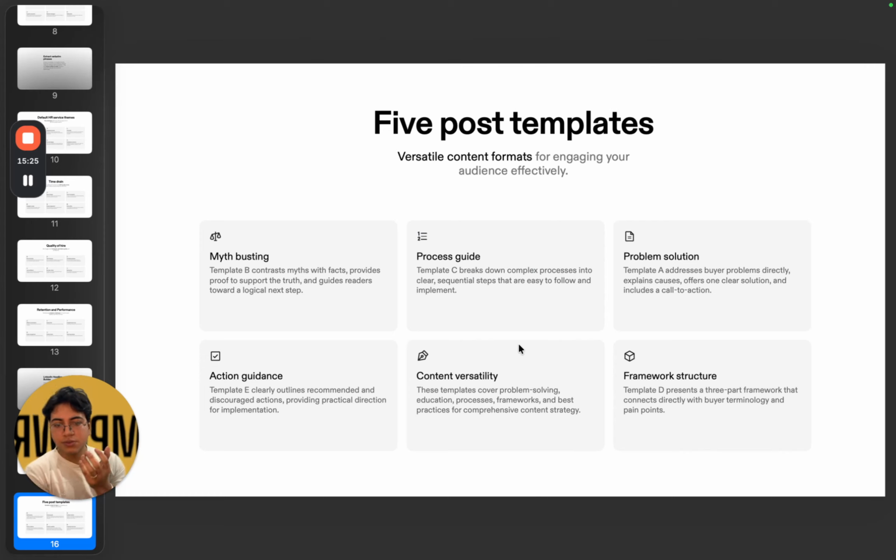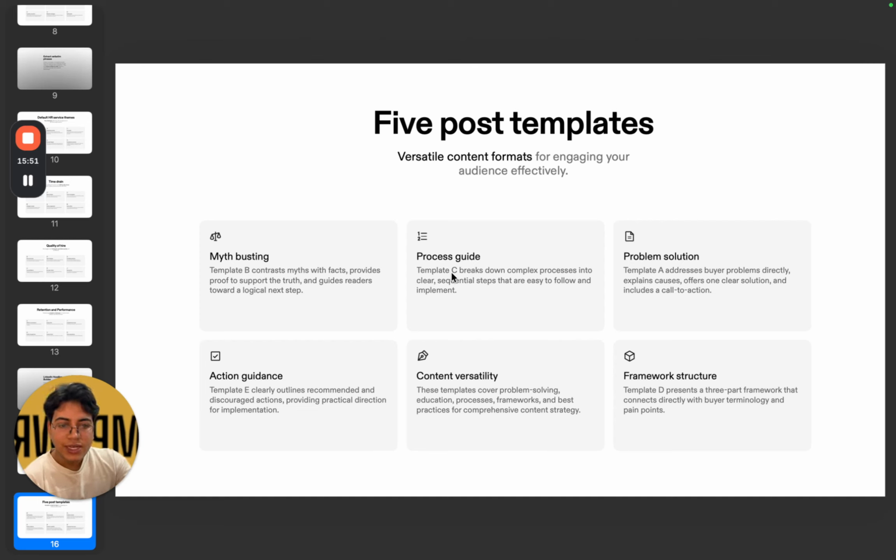Then your regular engagers, regular viewers will start feeling bored. So these templates are your weekly engine. These templates are like myth busting, in which the template contrasts myth with fact, provides proof to support the truth, and guides the reader toward a logical next step. Here you can add your case study as well.